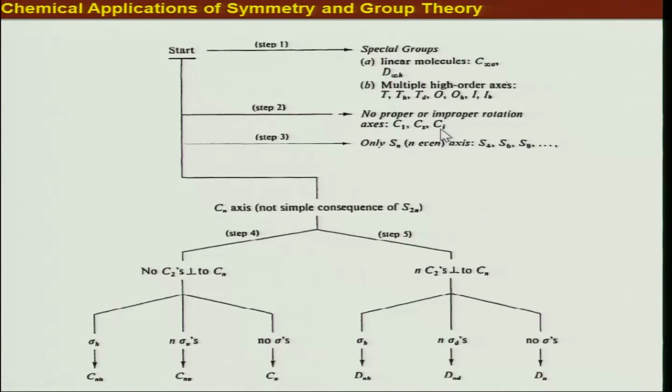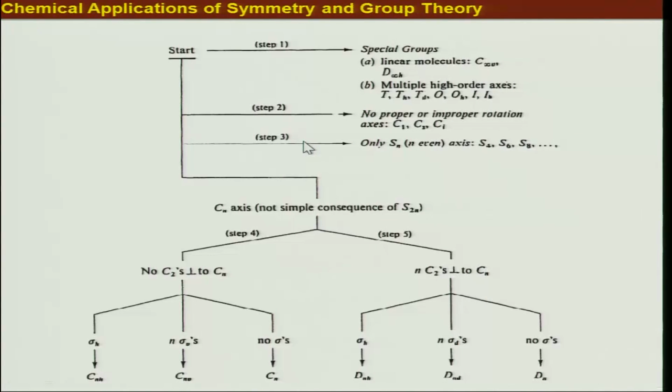Then if you find a molecular structure where inversion is the only operation other than identity present, then the point group of that molecule will be Ci. Okay? So these are special cases. Now if the answer is no, I may not have a proper axis of symmetry, but I have an improper axis of symmetry, then you go to step 3.